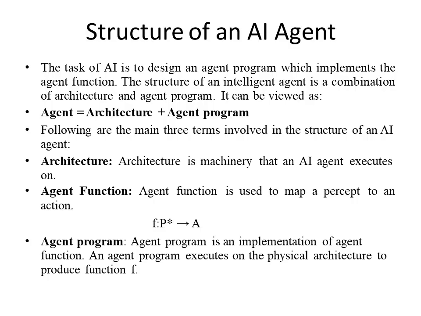The agent program is the implementation of the agent function. Whatever function you have for that particular agent, we implement it with respect to your program. An agent program executes on a physical architecture to produce your final function, that is F.